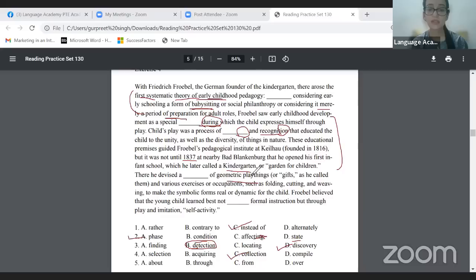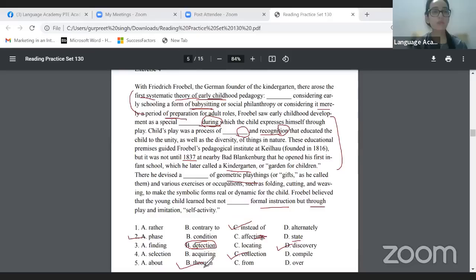And then Froebel believed that the young child learned best not through formal instruction, but through play and imitation. So the answer was given in the sentence itself, that children don't learn best through formal instruction, but rather they learn through play and imitation. I will say that this is a kind of question in which there was more need of understanding what the context tried to say. We need to interpret a bit what the topic is about, because this would not be very much based on grammar. Rather, this would be based on understanding.